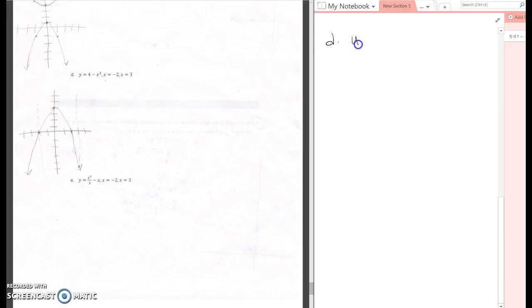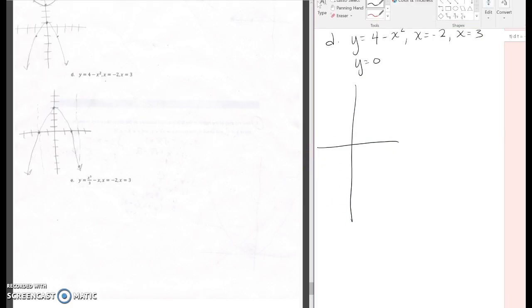So if we want y equals 4 minus x squared, x equals -2, and x equals 3. And I should have had y equals 0, the x-axis. So drawing that, let's see if I can get fancy here.